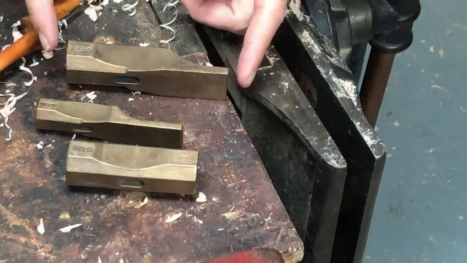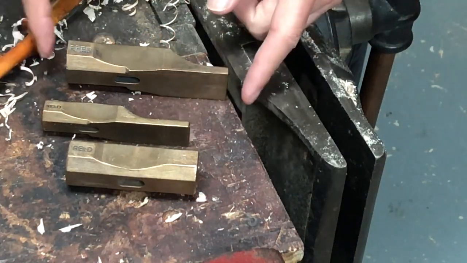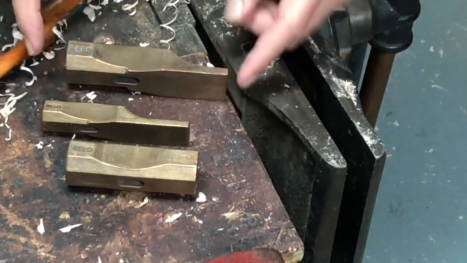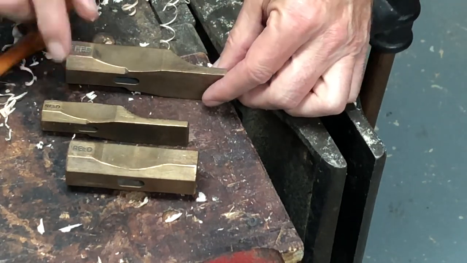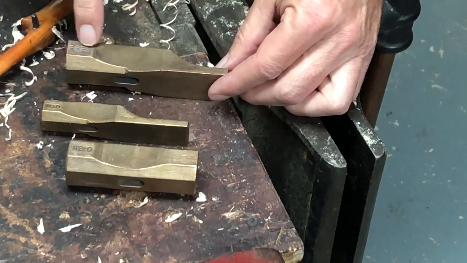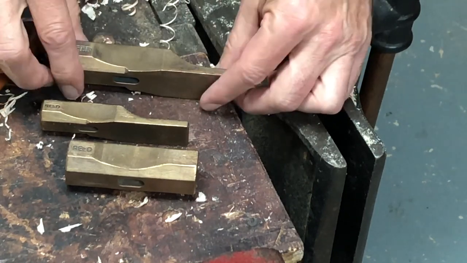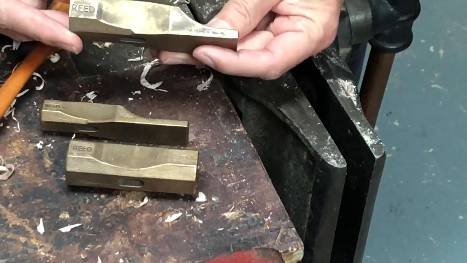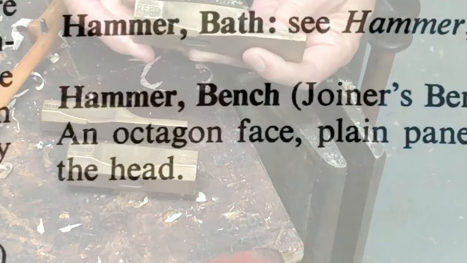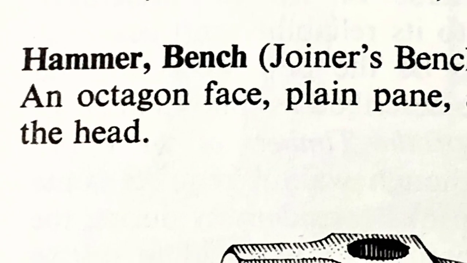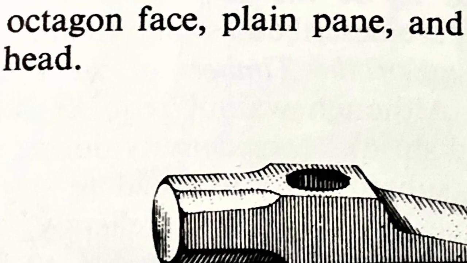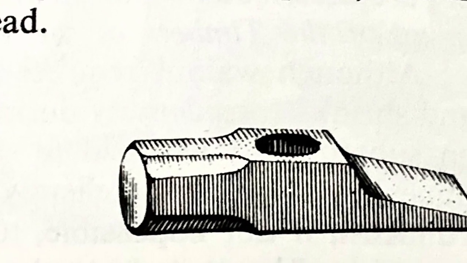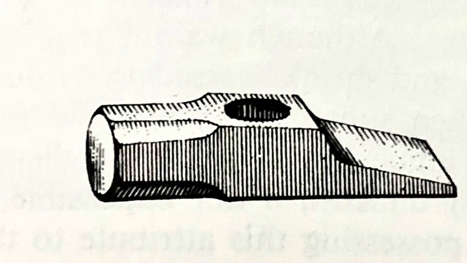So let's first look at these two hammer heads here, both bronze, the larger and the smaller. In Solomon's book, this hammer is described and pictured as a bench hammer. It's a joiner's bench hammer, which has an octagon face, a plain pane, and a flat underside to the head. So this is the closest one that I found to this one.